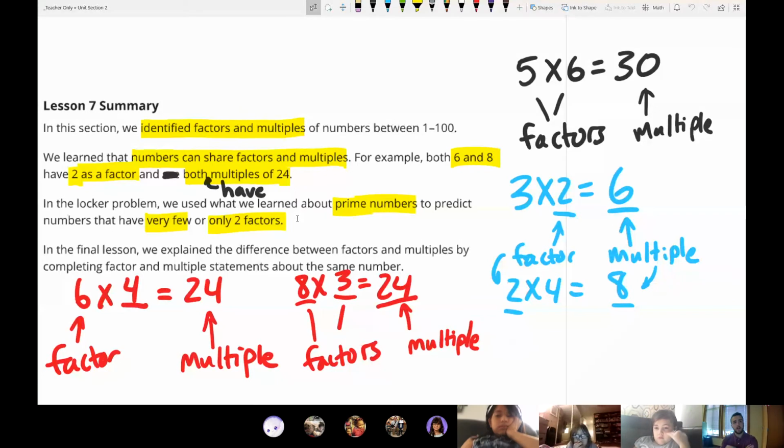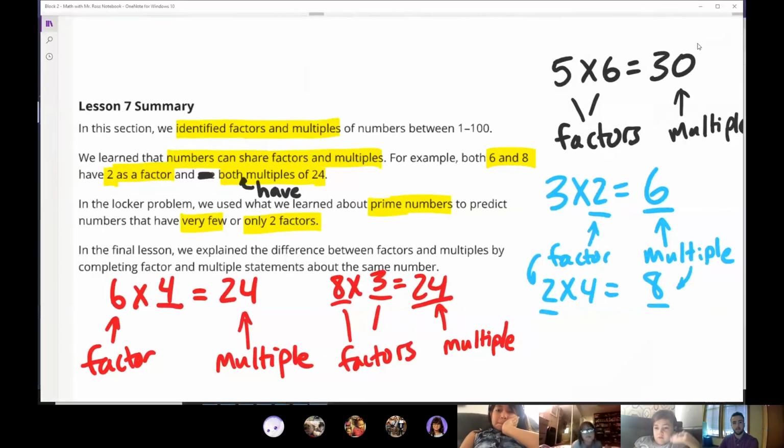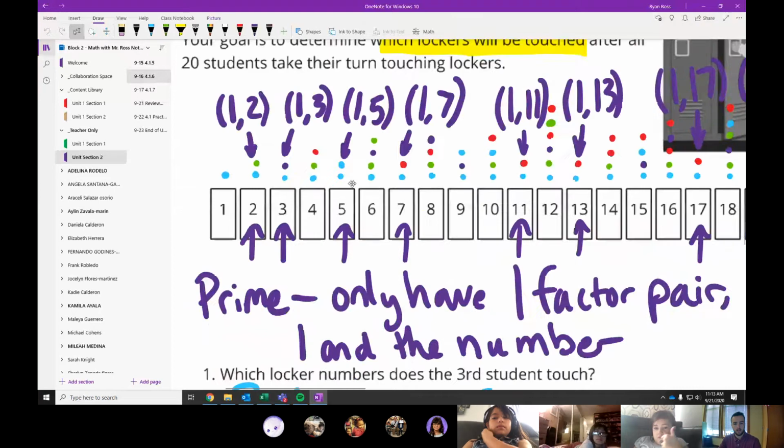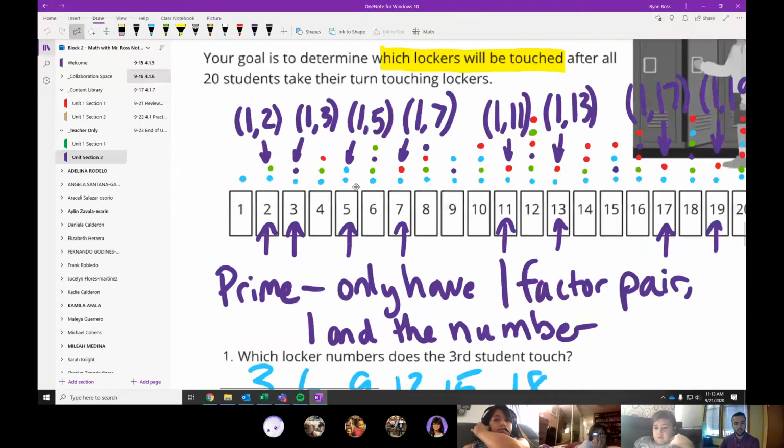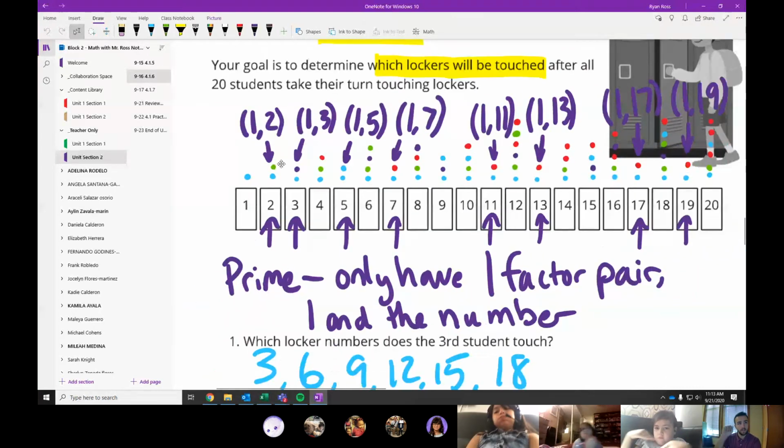Remember we said the more times we touched a locker means that we had more dots. And we said the more dots that they had, the more factors that they had, right? Because that meant that more numbers that we skip counted landed on 12, let's say, or 18 or 20. Those numbers that stood out with, like, 6 or so dots, meaning they had 6 factors that make those numbers.